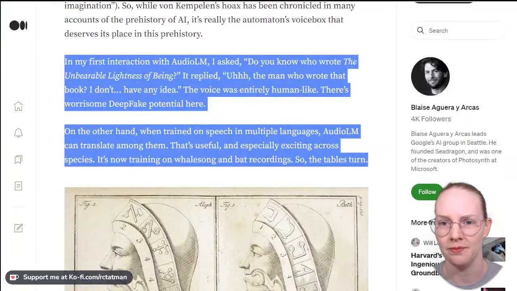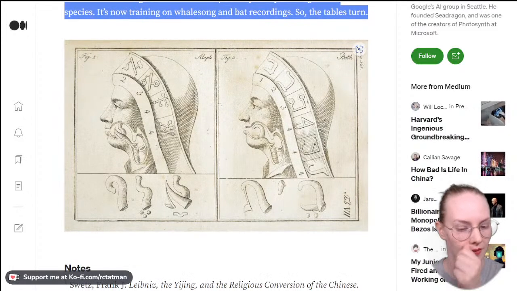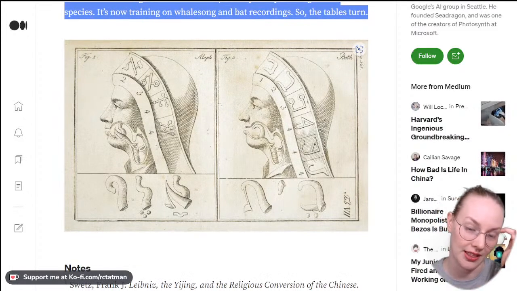And I will say, there's a lot of other discussion of the history of linguistics and models and stuff in here that I think is pretty interesting, but it was that bit at the end that just stuck in my craw.